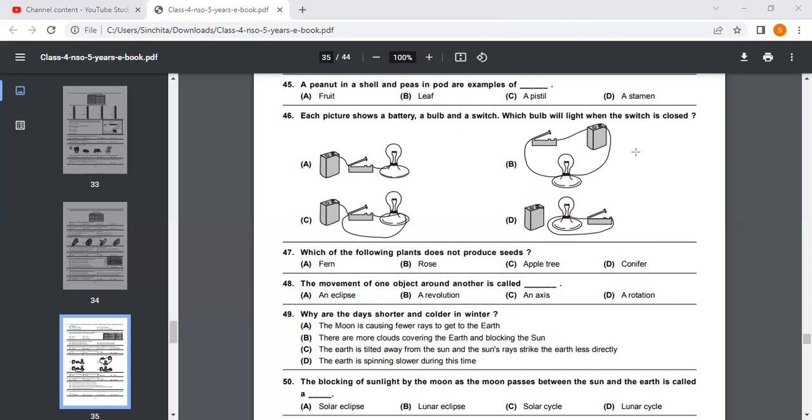Where is this bulb? This is a bulb. We have a battery here. This is a battery. And here we have a switch. So there will be two connections. One connection, the bulb will be connected with the switch. And another connection, the bulb will be connected to the battery. Very good, Shruti. Debangshu, tell me the answer.